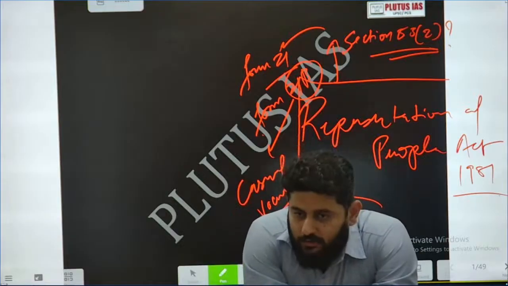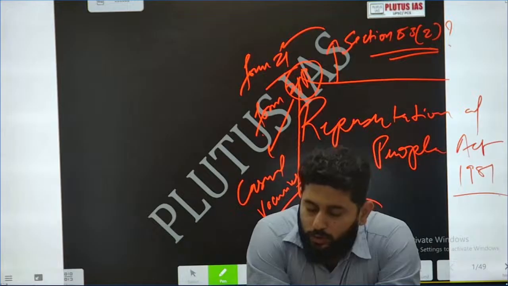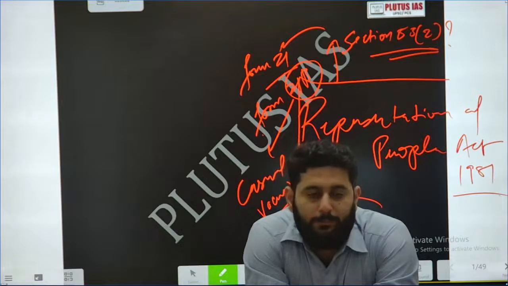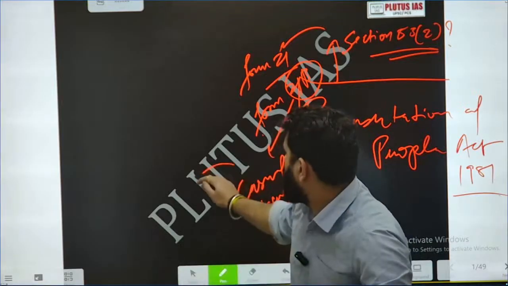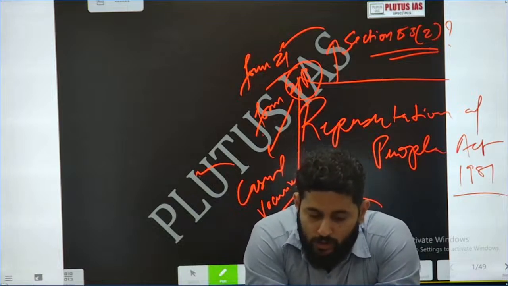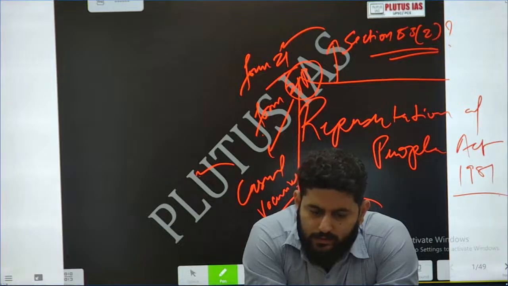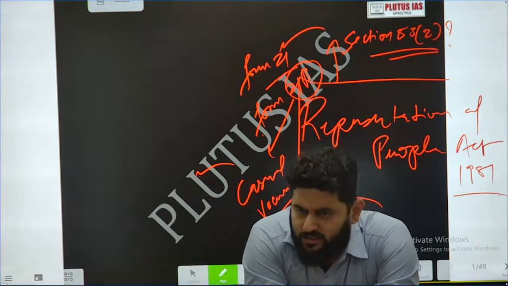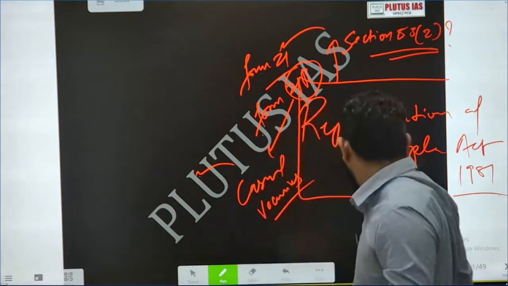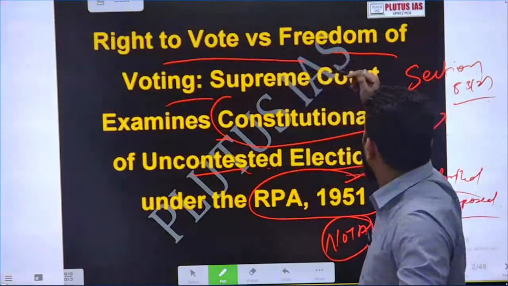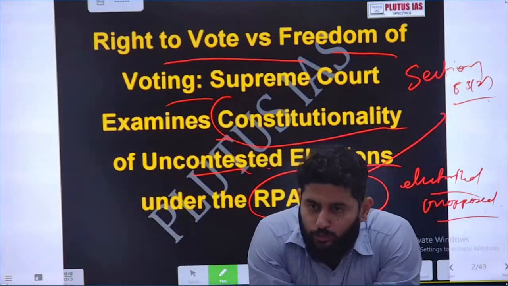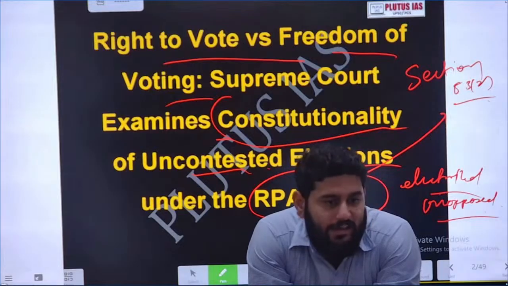So what was the implication? No actual voting or polling takes place, hence the NOTA option is unavailable. This is the main argument of this question, and it came before the Supreme Court. Now let's discuss the key legal distinctions between the right to vote versus freedom of voting, because this is the main context. First, the nature of the right to vote: it is a statutory right.